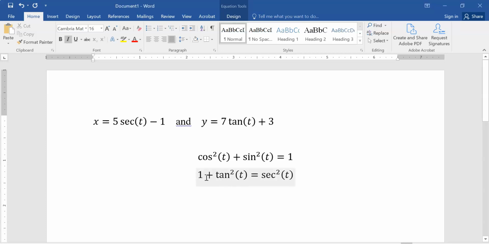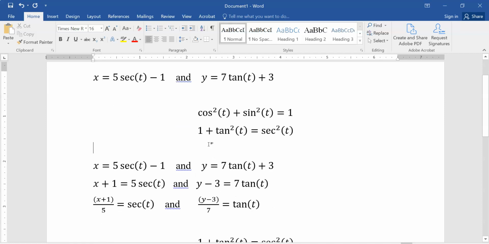So we're going to use this identity, and we're going to solve this x equation for secant, solve this y equation for tangent, and then use this identity and substitute out with what we have.